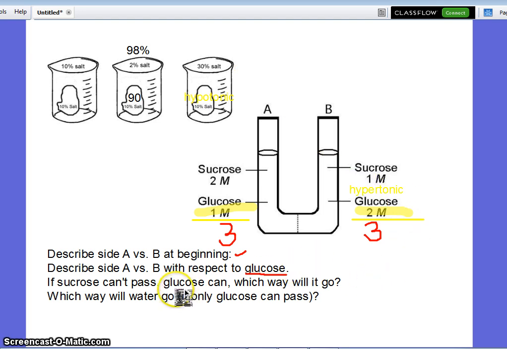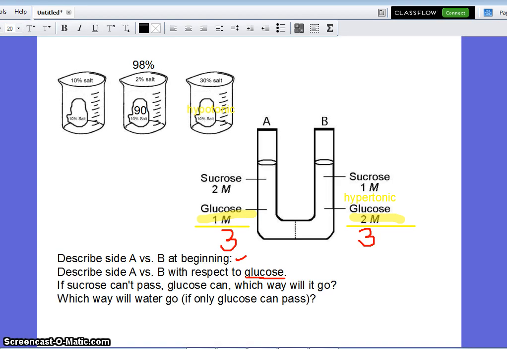The third one says, if sucrose can't pass but glucose can, which way will it go? Okay, that's our standard definition of diffusion. Anything that can pass is going to go from where there's more of it to where there's less of it. So glucose is going to go towards side A because that's where there's less glucose.